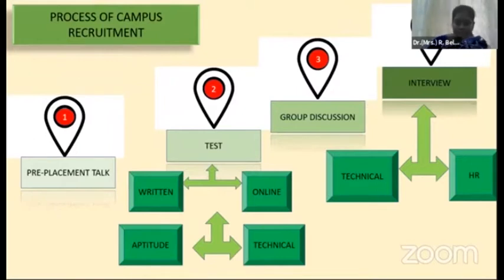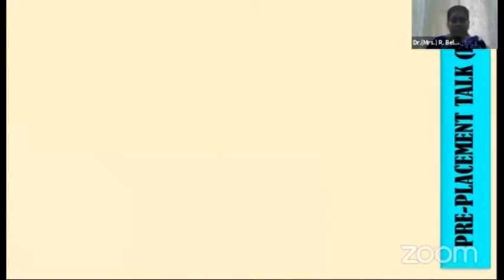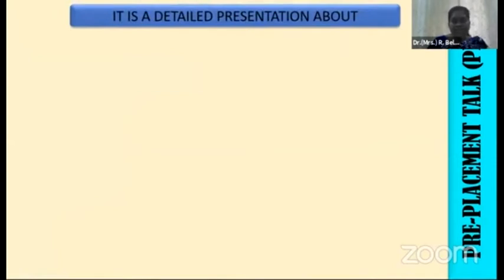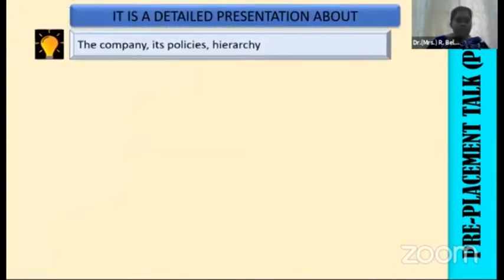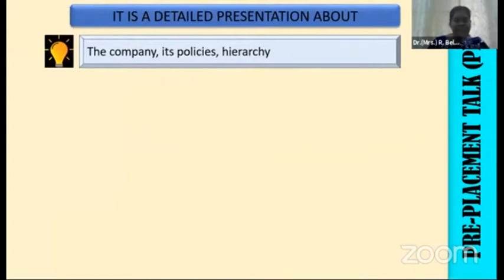Okay. Now, the first step is the pre-placement talk. It is a detailed presentation about the company, its policy, and the hierarchy. So they will tell about the company, then they will tell about its policies. They may tell about the recruitment policy, the gender policy, the leave policy, the salary policy, all these policies. Then they will also talk about the hierarchy, who's the MD, under him who all report, who's the vice president, and they will draw the organizational structure and show.